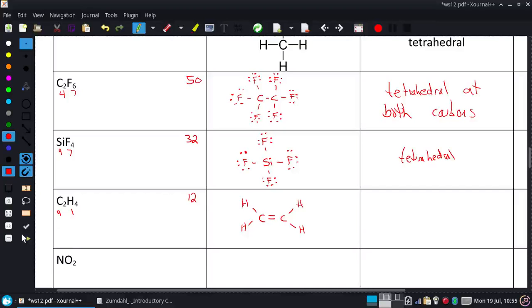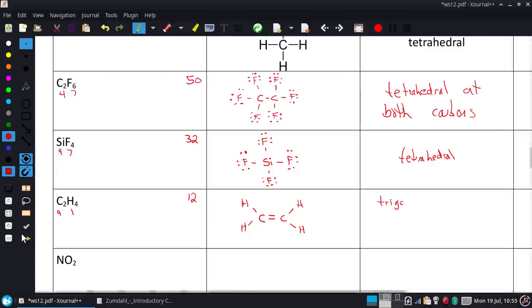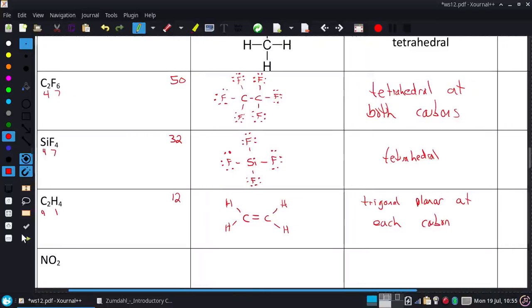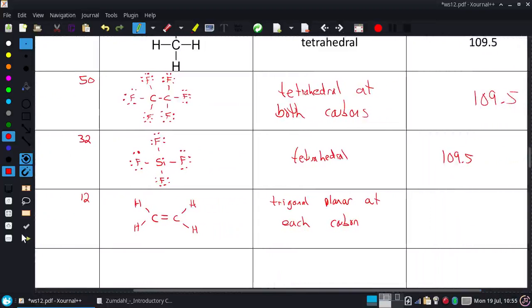Now, each one of these carbons has just 3 things. So, trigonal planar at each carbon. And so the bond angle will be more like 120 degrees.